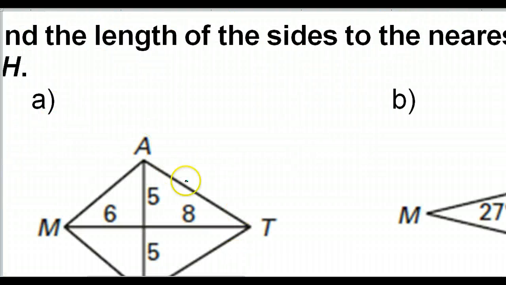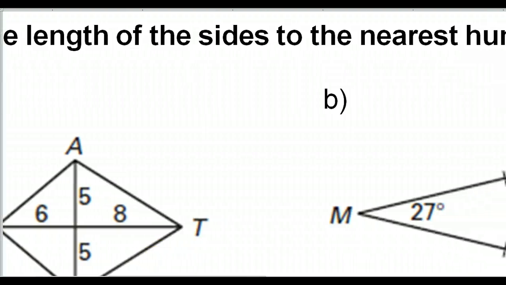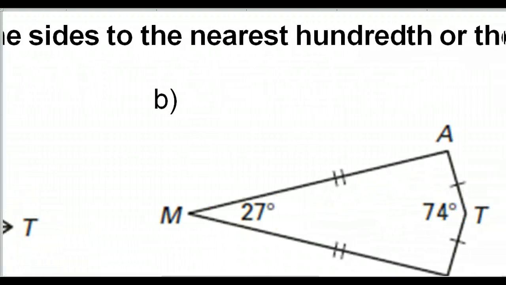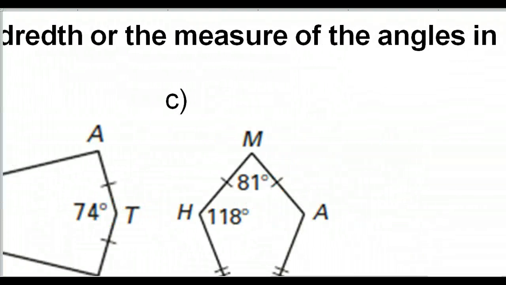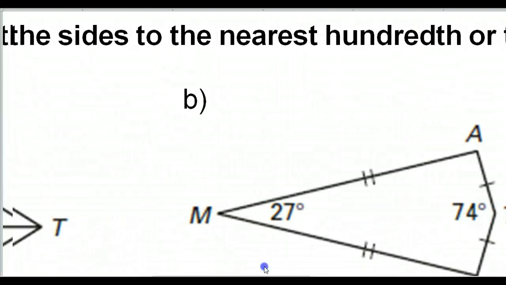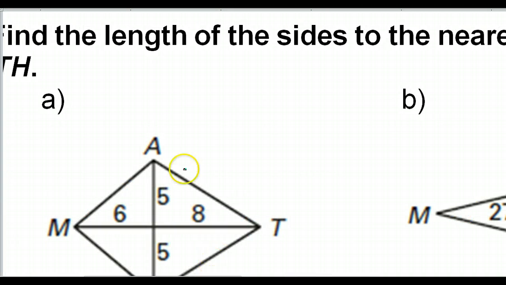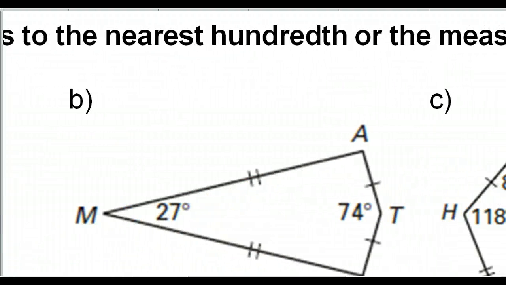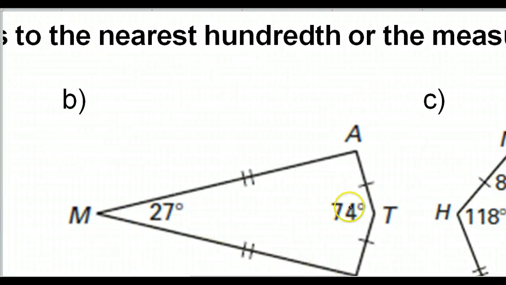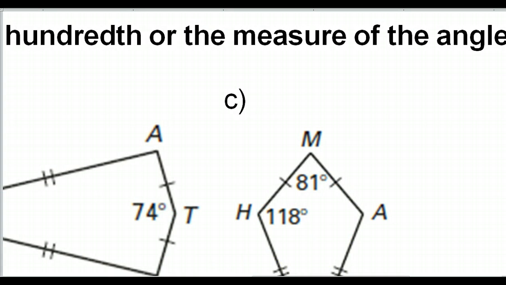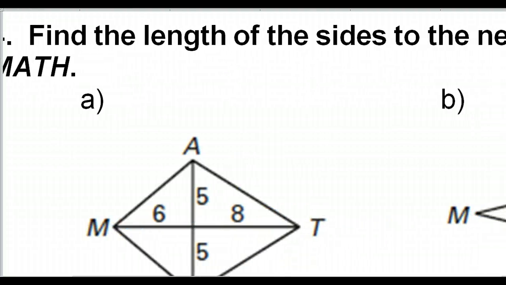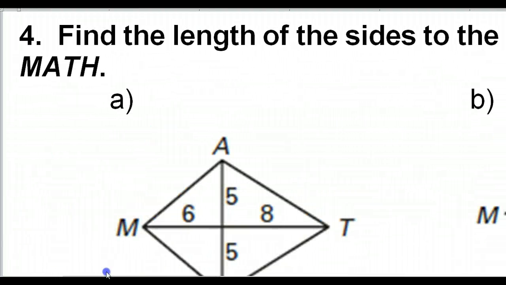Okay, according to the directions, we're supposed to find the length of the sides to the nearest hundredth, that means decimals, 2 decimal places, or the measure of the angles in the kite. We aren't given any angles for A, so they must just want the sides. For part B, we're given only angles, so they must want the angles here. Same for part C. So we'll find the sides for part A, and then angles, and then angles.